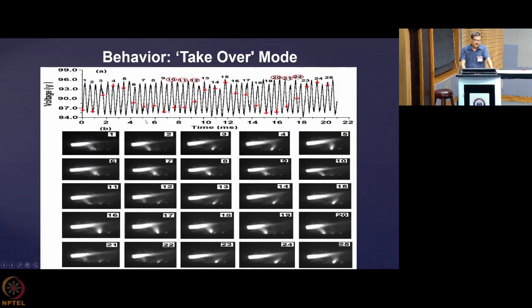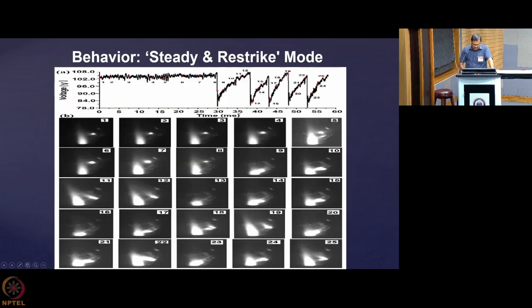So here what I am showing is a mode of instability in arc where the arc voltage varies in a very regular oscillatory fashion. This mode is usually called takeover mode or oscillatory mode. In another case, you see that the voltage is staying constant, almost steady. This kind of mode occurs when the arc root stays at a particular point. At that time the voltage doesn't vary, and the arc length is also not varying.